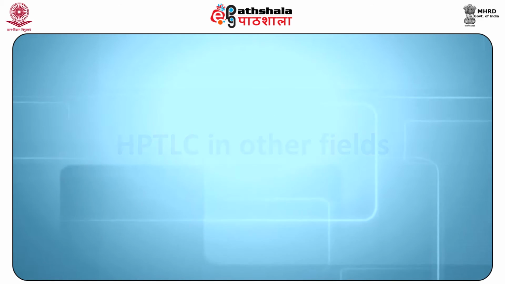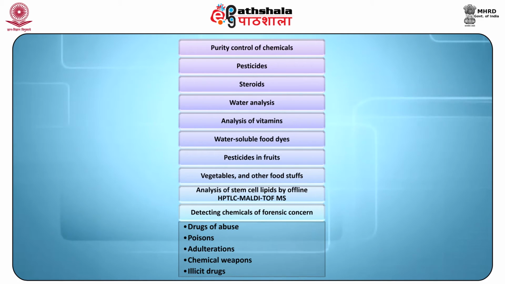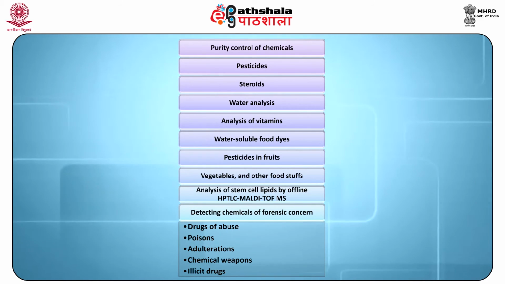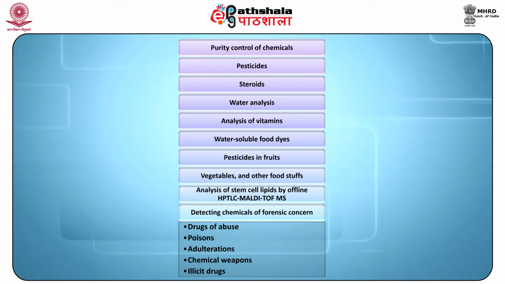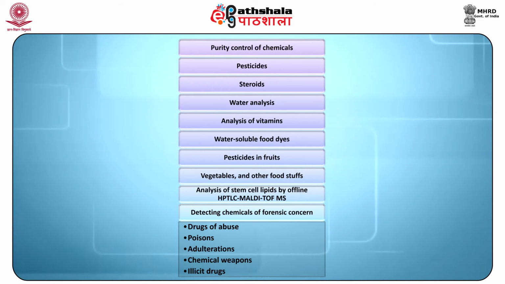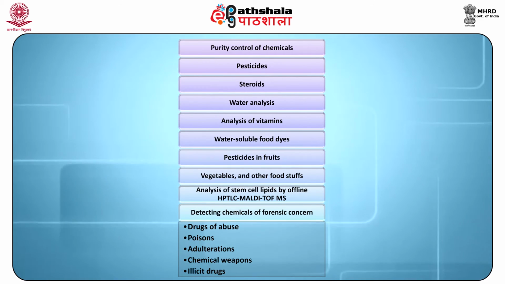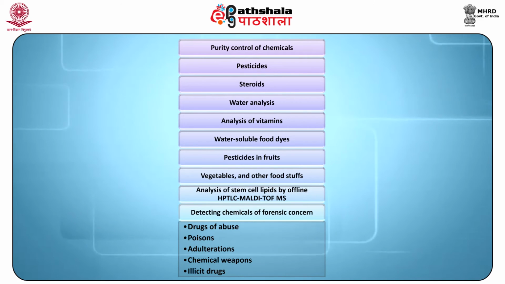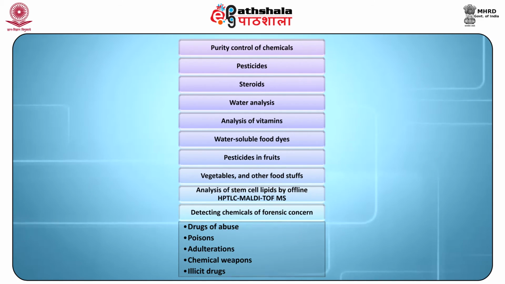HPTLC in other fields. HPTLC is used for the purity control of chemicals, pesticides, steroids and water analysis. HPTLC is also widely used for the analysis of vitamins, water-soluble food dyes, and pesticides in fruits, vegetables and other foodstuffs. The analysis of stem cell lipids by offline HPTLC MALDI-TOF MS. HPTLC is useful in detecting chemicals of forensic concern, including drugs of abuse, poisons, adulterants, chemical weapons and illicit drugs.